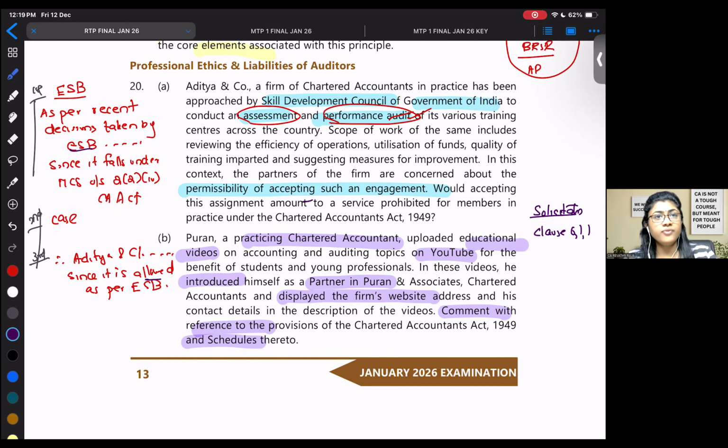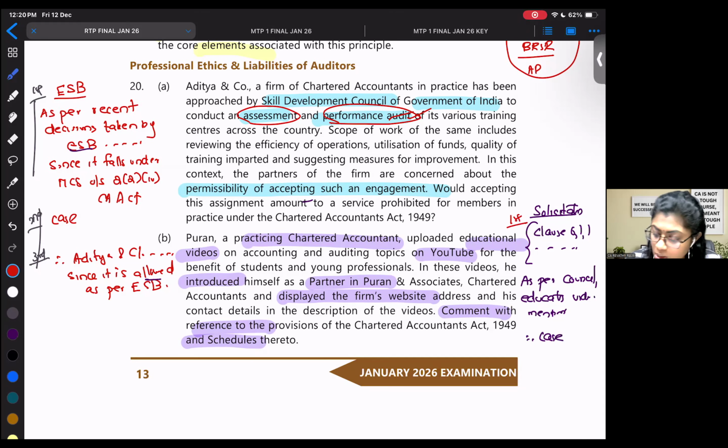You will say solicitation of clients or work is not allowed through 5 modes. However, responding to tenders and to another CA is allowed. Then you add as per council, educational videos are allowed without mentioning the firm's name, etc. Therefore, in the given case, in the first para you wrote the clause, second para as per council, third para you write in the given case. Fourth, therefore, Puran shall be held guilty.